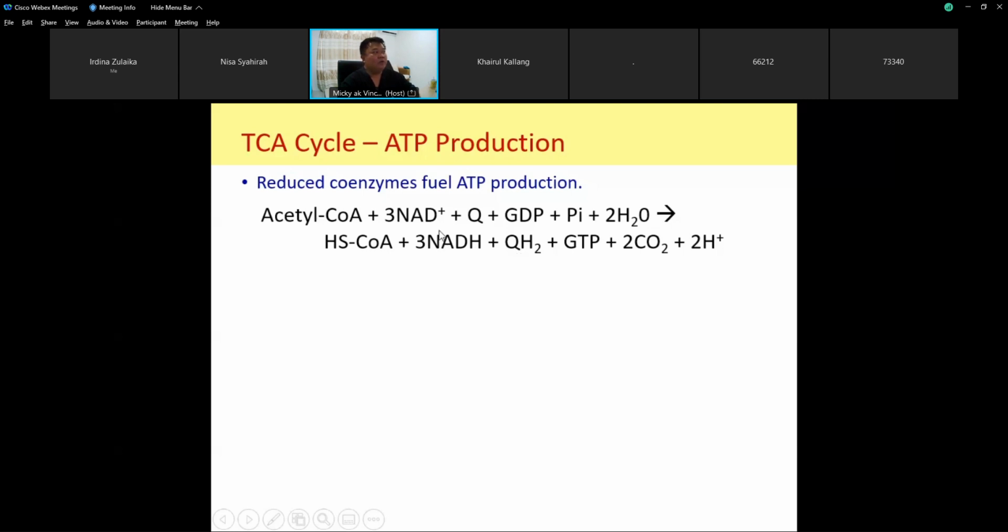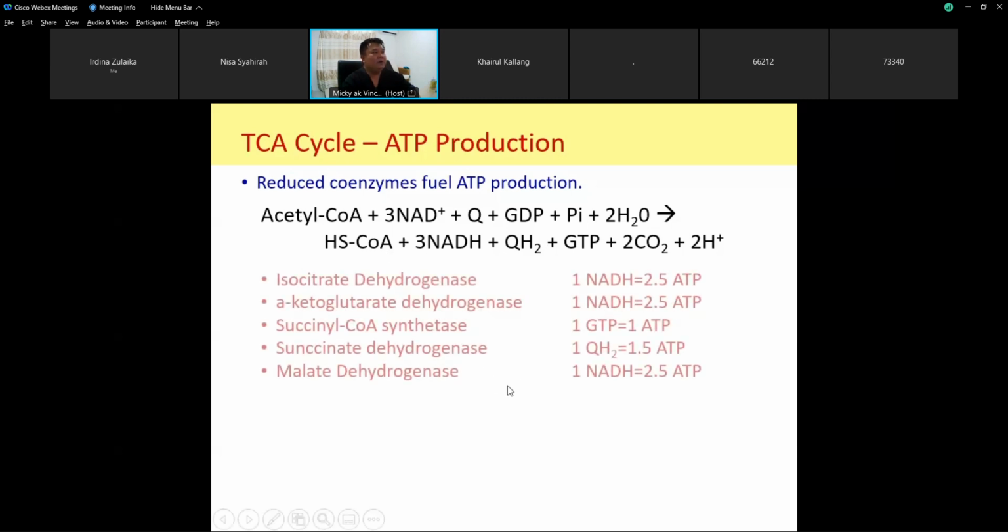Okay, so by the end of this process, you produce a lot of NADH, you produce some FADH2, you produce ATP or GTP in this case. Okay, and then you lose 2 CO2. Okay, remember, where did you lose them just now? At the alpha ketoglutarate and the succinyl-CoA. Right, so this is the overall reaction for the Krebs cycle. Okay, right?